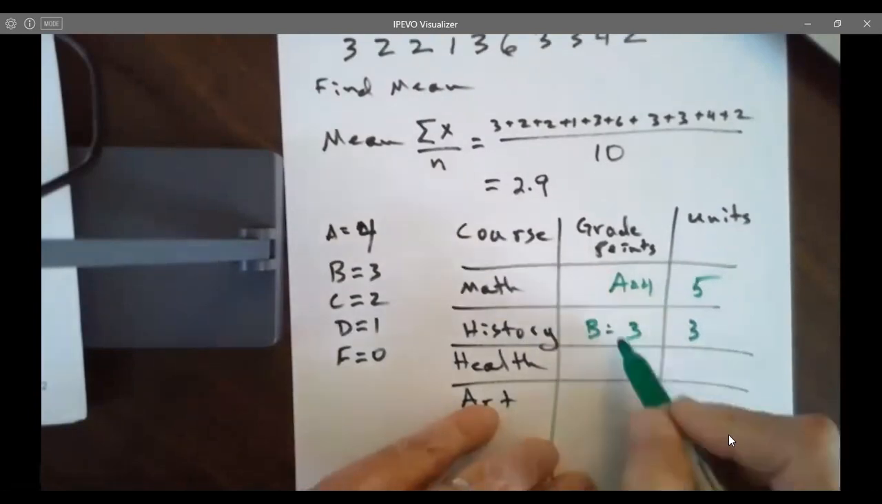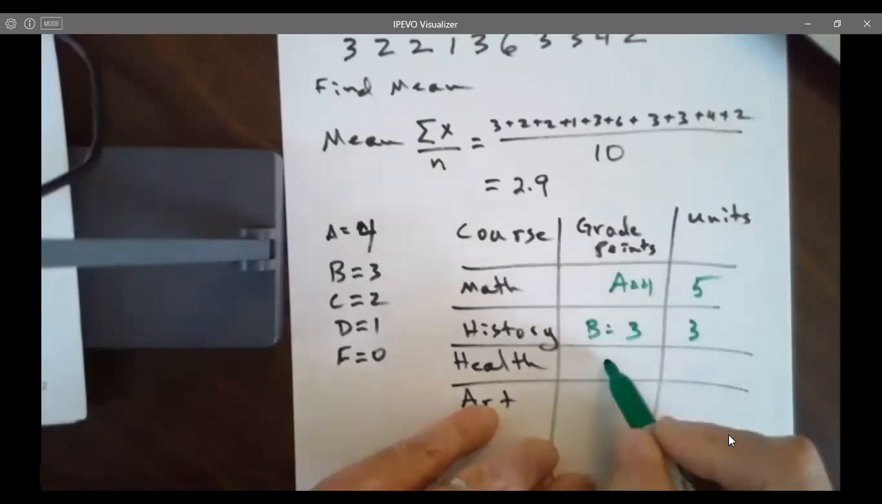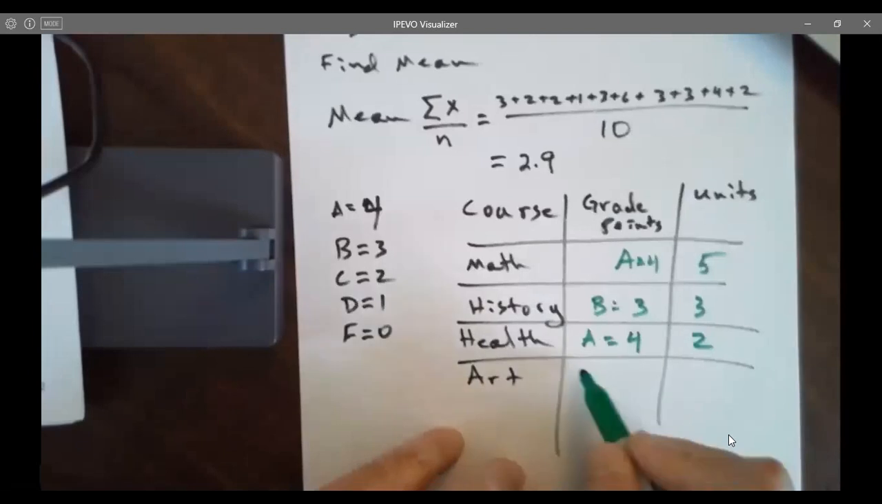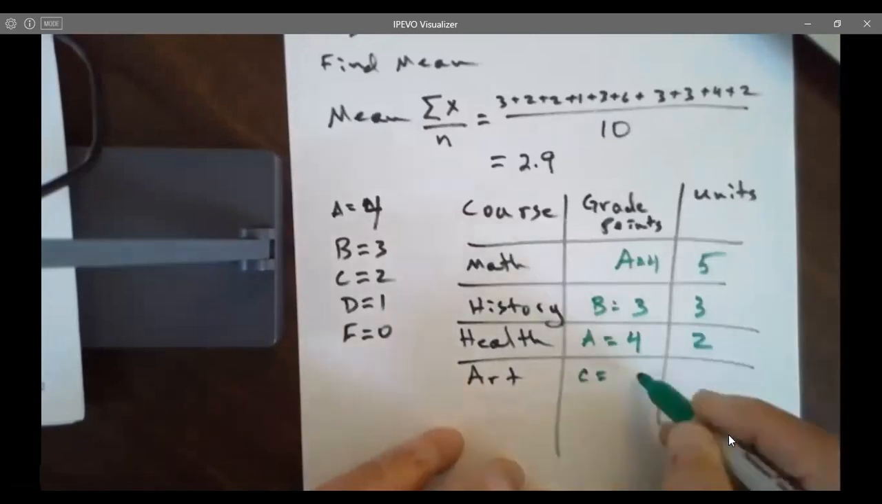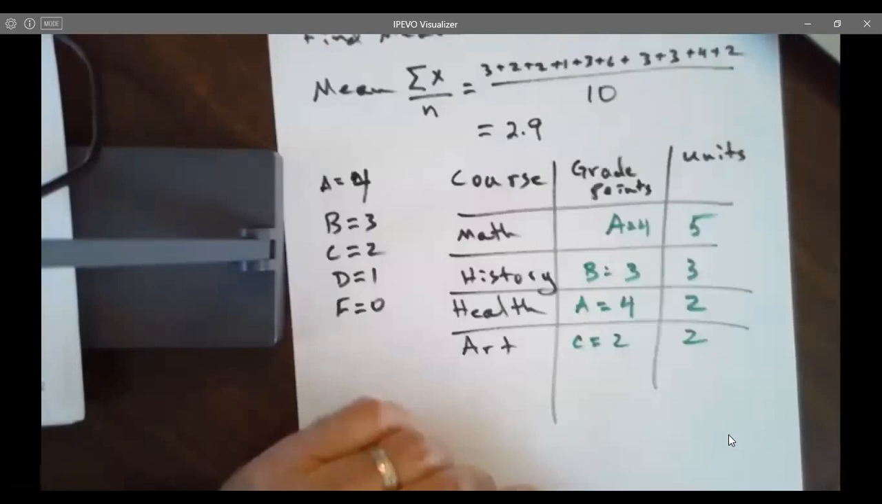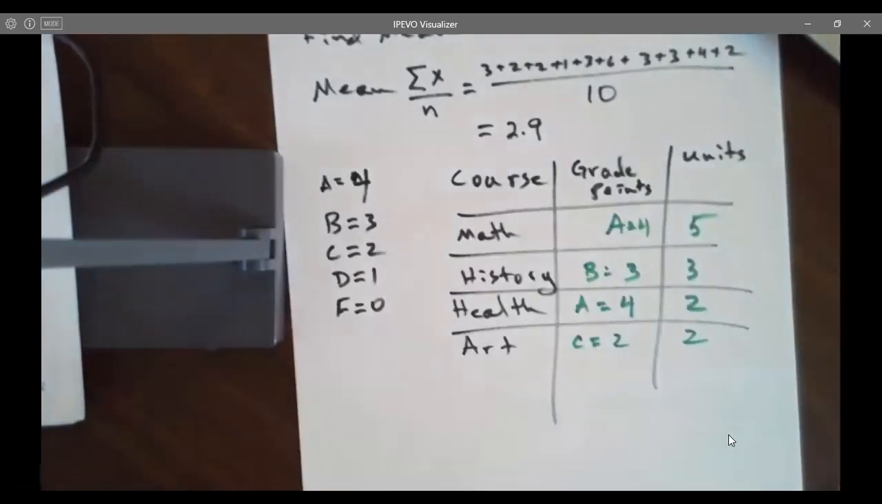Health class, he's getting an A, so that's 4 points again, and that's a 2 credit course. And art, you're getting a C, and C is 2 points, and that's a 2 credit class. Okay, any questions with that so far?